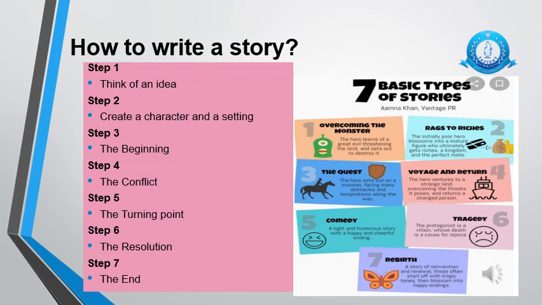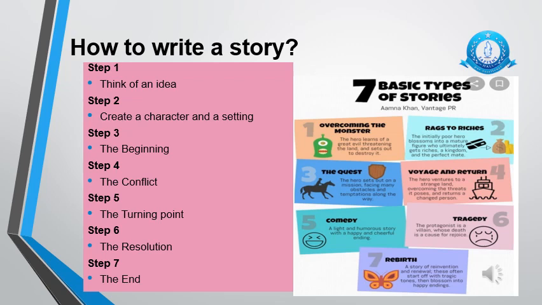And the last part is the end. That is the end of the story. The first one or two lines of the ending should be attractive, because it will give a good impression to the reader. And I always like stories with happy endings. So these are a few steps on how to write a story. I hope these steps will help you a lot when you write your story.